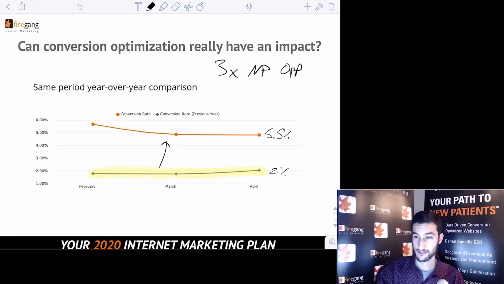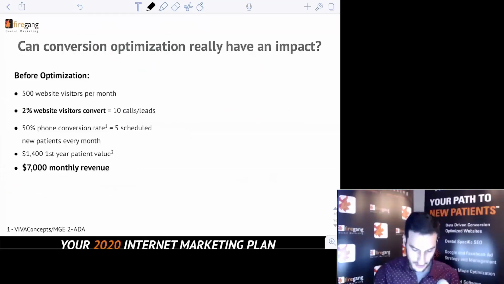But the way that you do that is you actually have to listen to the calls that are coming into the practice. It's not enough to just track, like, did it come from Google or did it come from Facebook? Really, we need to listen to the calls so that we can understand, okay, yes, it came from Google and it went through the website, and also it was an opportunity for the practice. Oh, and also it was booked into a new patient appointment. So we'll talk a little bit more about that later, but call tracking is a huge thing that we do at Firegang.